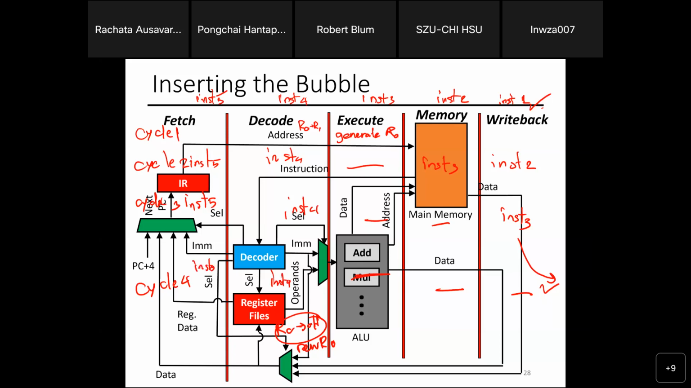Now R0 is the input to my pipeline register, so I can move in cycle 5. I can move instruction 4 to here, instruction 5 to here, instruction 6 to here. You see how we actually have to wait one more cycle to make sure R0 is updated, then propagate to the pipeline register. That's inserting the bubble.